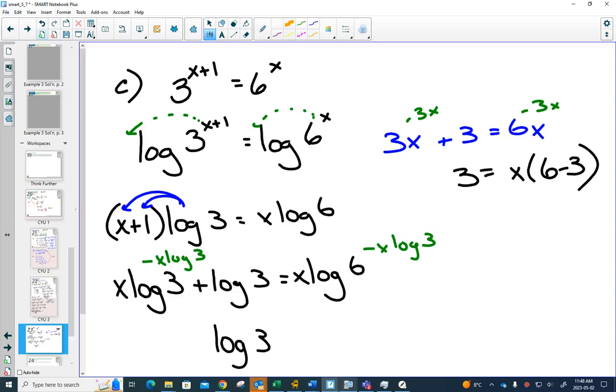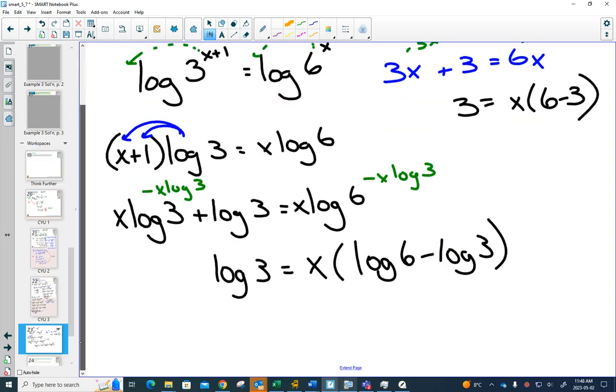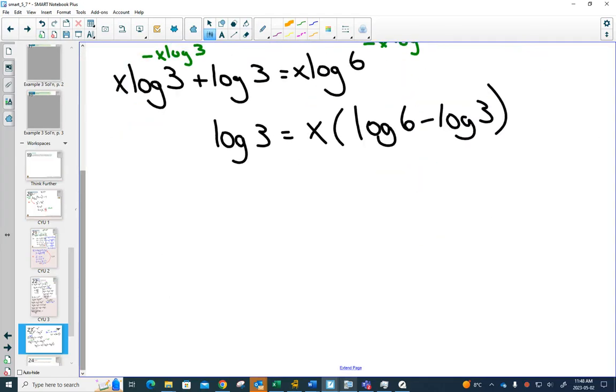And that's what we're going to do with our logarithms when they get more complicated here. You have an x on both sides. I don't know what log 6 minus log 3 is nice in my head as a number. I'm just going to leave it as log 6 minus log 3. I'm going to factor that x out. And now I can get x by itself by dividing.